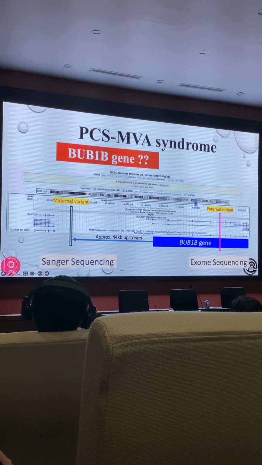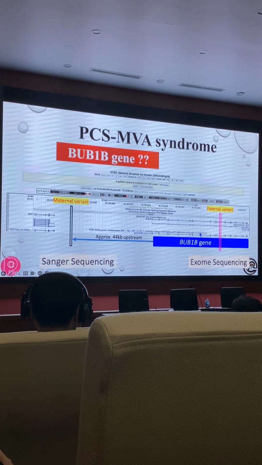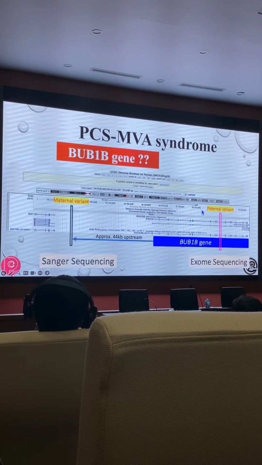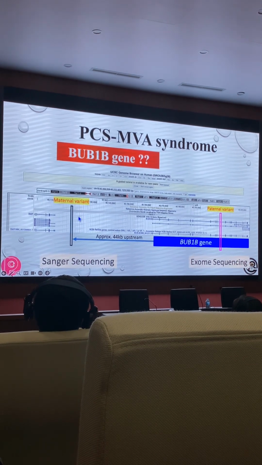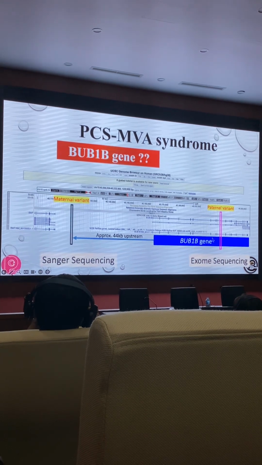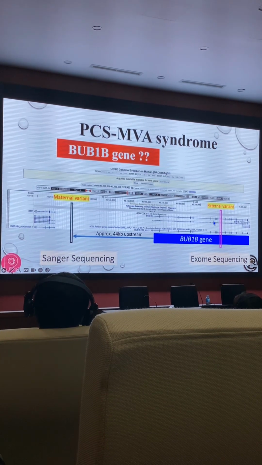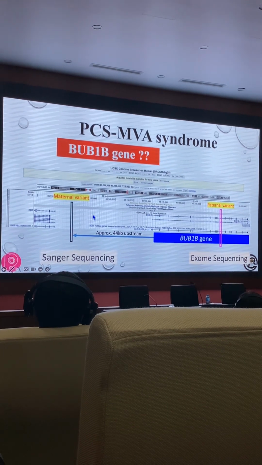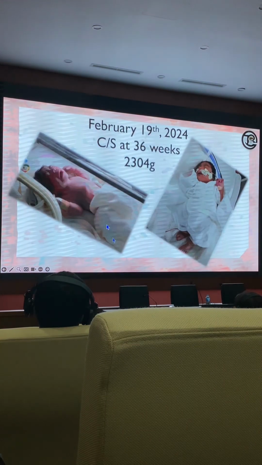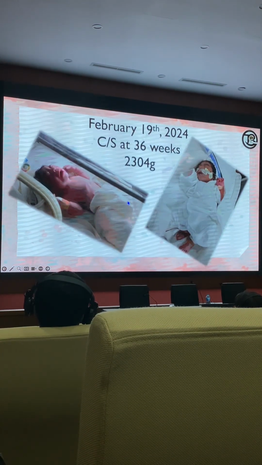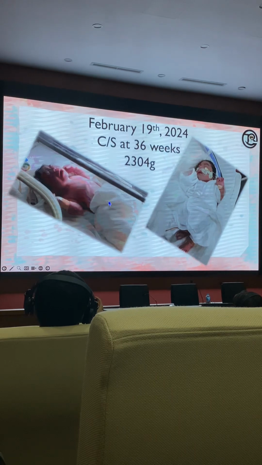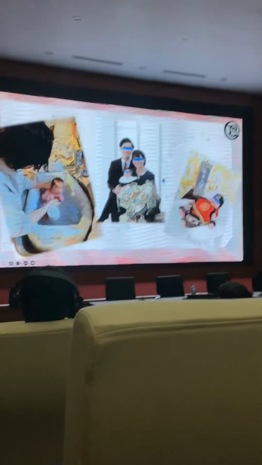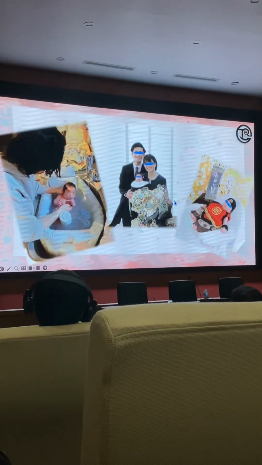So we re-scrutinized the BUB1B gene, and this is the exon. The paternal variant was in the exon, however, the maternal variant was not in the exome, so therefore the exome sequencing couldn't realize that the maternal variant is in the intron. Anyway, the baby was born, 36 weeks of gestation, 2,300 grams, and they cherished the baby, and so far it's so good.